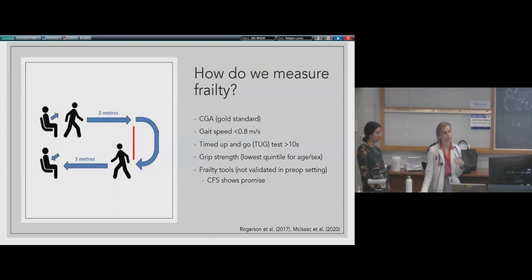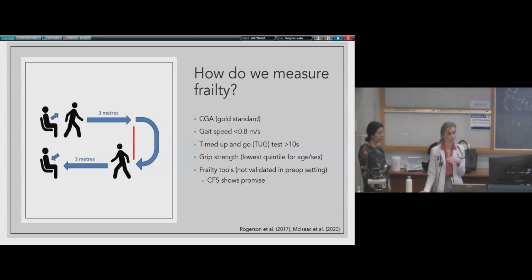We also look at things like, are they able to get out of a chair without using their arms? Can they do a 5-time chair sit to stand? Grip strength is something that is used in research, based on one of the frailty criteria, the phenotype frailty scale. However, we don't routinely measure this in clinic. But frailty tools are another way we measure frailty. And although these are not validated yet in the pre-op setting, there's a lot of research going into this.